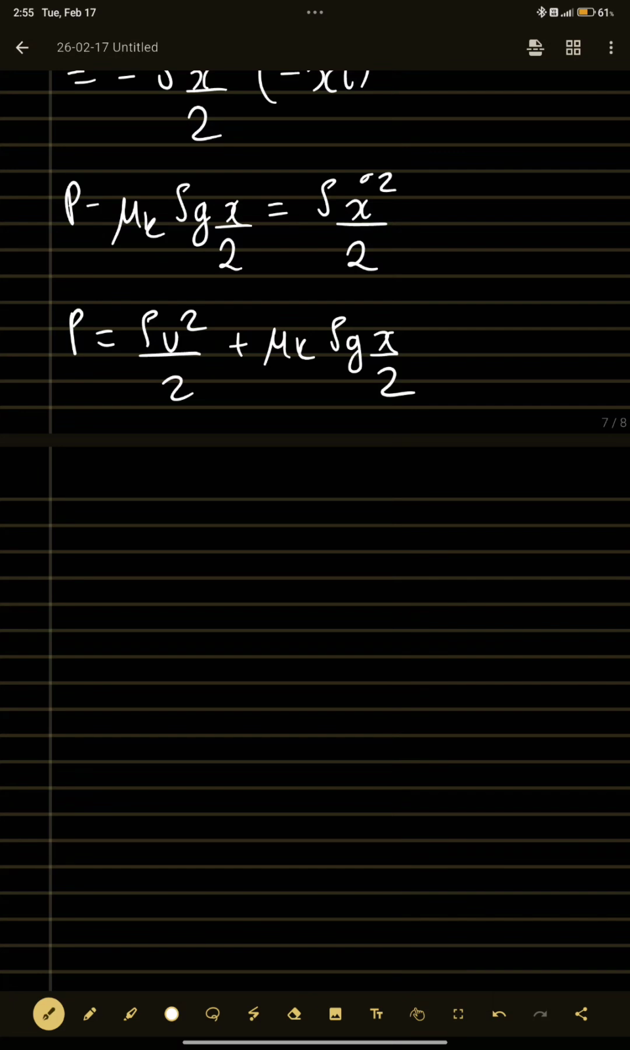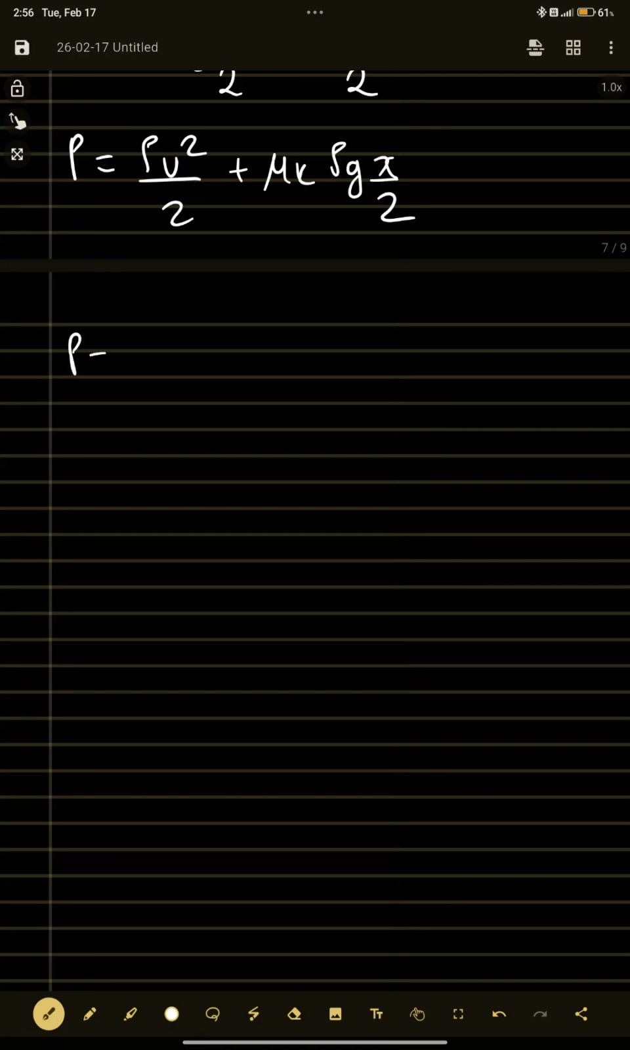So what is the change in the master equation? This is fine, but what change came in the second part? Velocity now is not constant, and it is a function of x. That means the chain is accelerating or it is not accelerating? Accelerating. So will ma be 0 or not 0? It will not be 0. Very good. So the same thing you have to write. P minus mu k rho g x by 2.